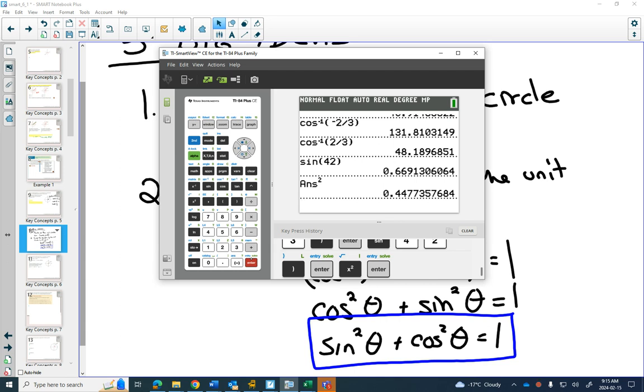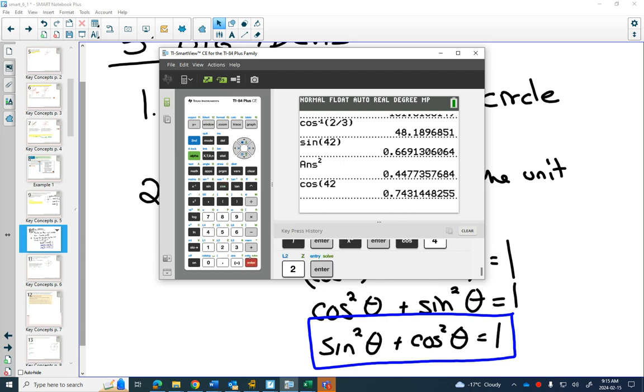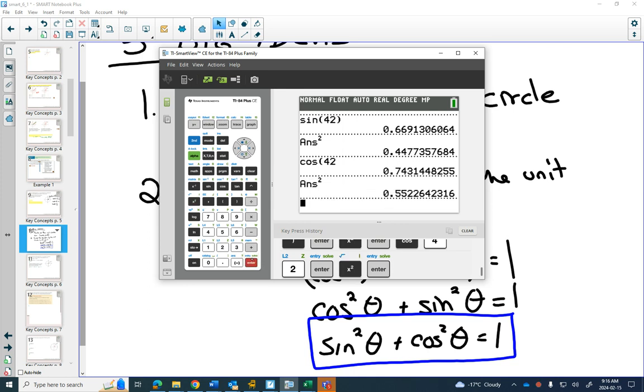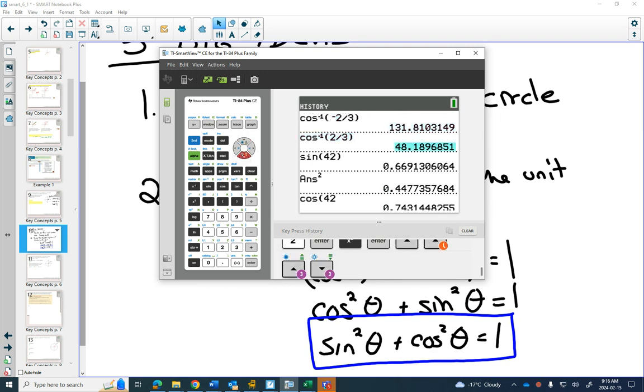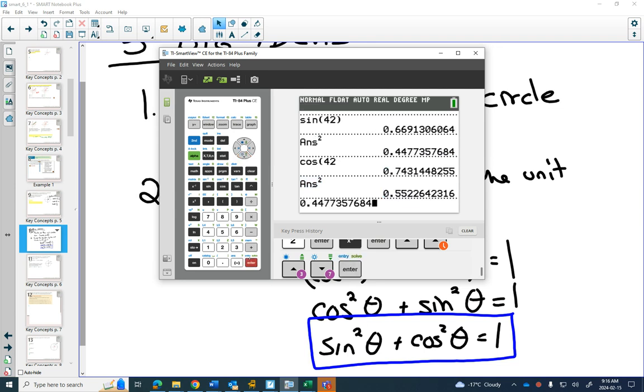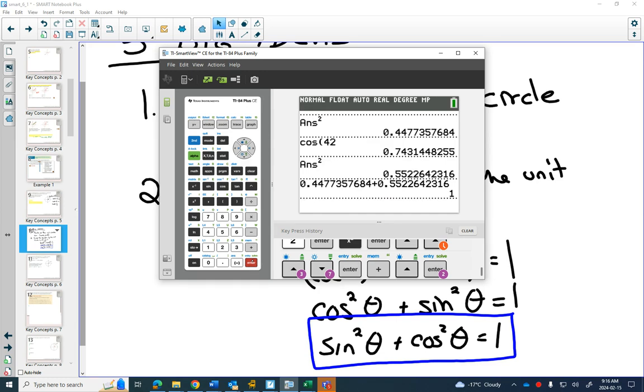Now, if we did the same thing with cos of 42 degrees, and then I squared that one, and I took the sine squared answer. Wow. There's my sine squared answer. And I add my cos squared answer. I get 1. Every single time.